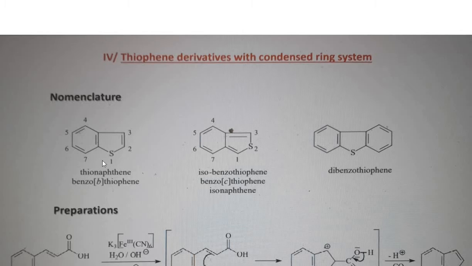Now again you can see the first position is on sulfur. So this bond is b. So thianaphthene or benzo[b]thiophene. This nomenclature is different. This one is different. Again change the position of sulfur.